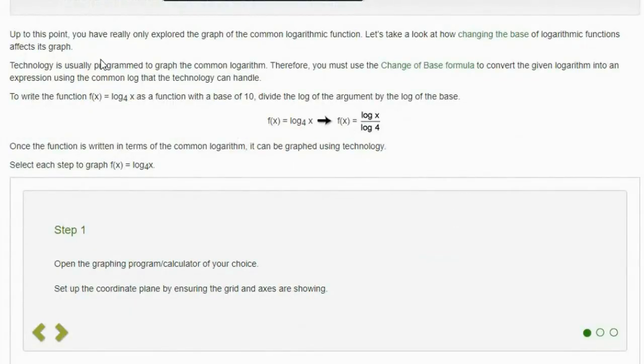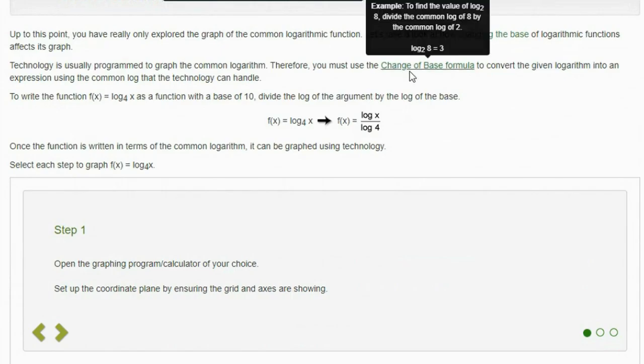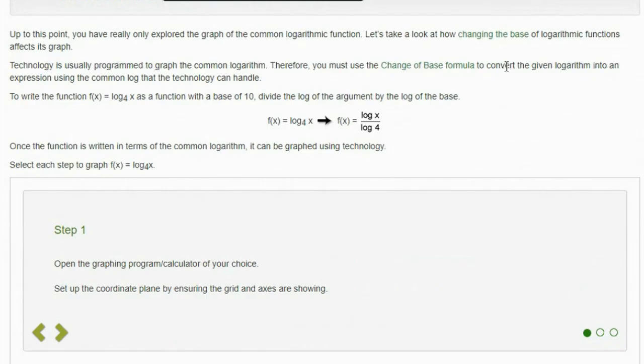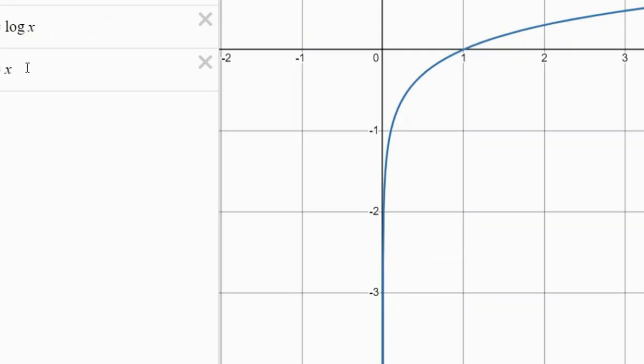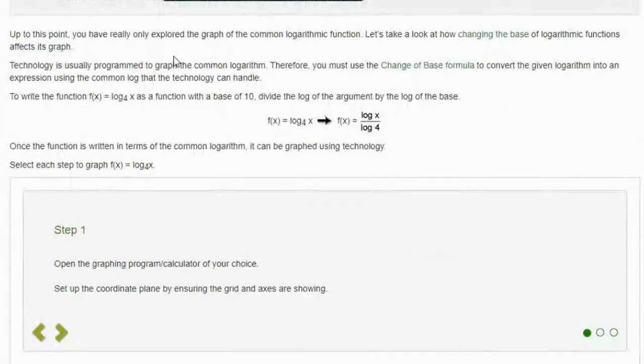So up to this point, we've really only explored the graph of the common log, which is base 10. So let's look at how changing the base of log functions affects its graph. Technology is usually programmed to just graph the common log. Desmos does give us an option to put in a different base, but let's act like it didn't, so you could do this without having to worry about whether or not it'll let you do a different base.